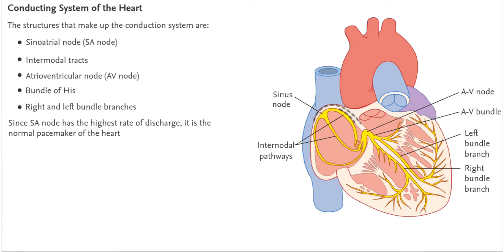Since the SA node has the highest rate of discharge, it is the normal pacemaker of the heart. The SA node is located at the junction of the superior vena cava and the right atrium.